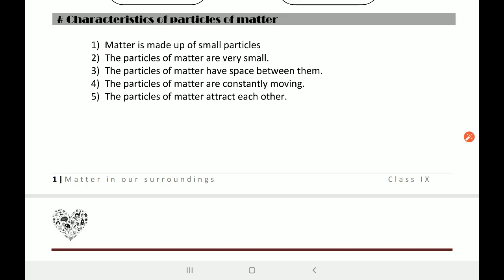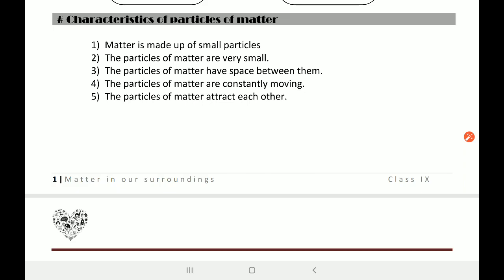The matter is made up of very small particles. That means the particles are very small. Everything around us is made up of particles, and these particles are very small, so small that you can't even see them with your naked eyes. So keep in mind the particles are very tiny.